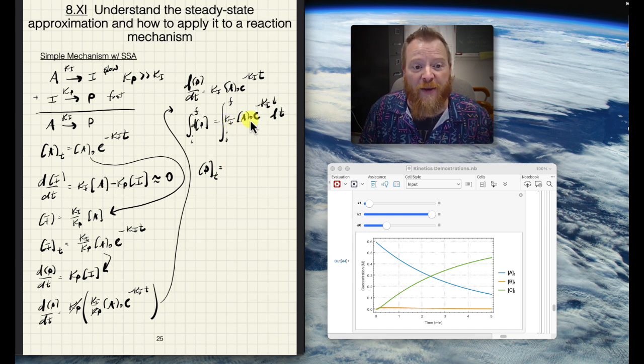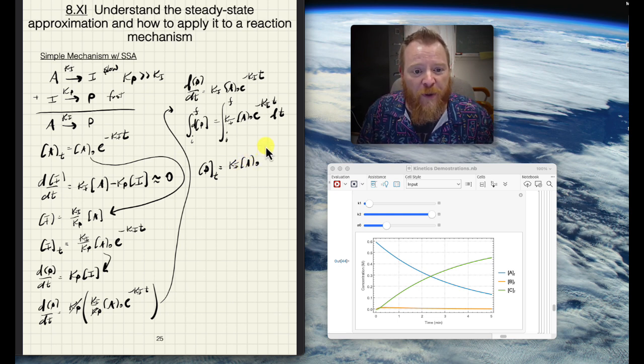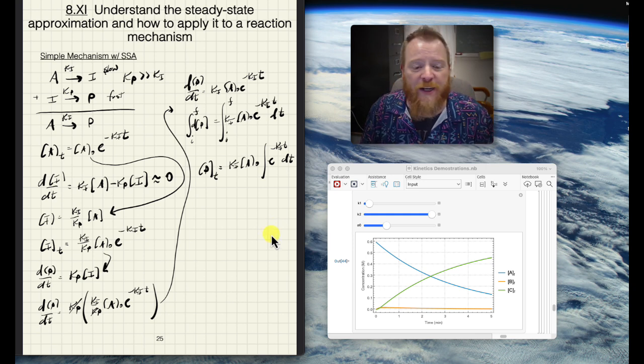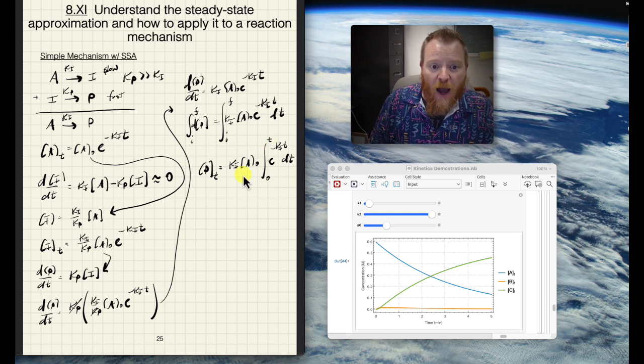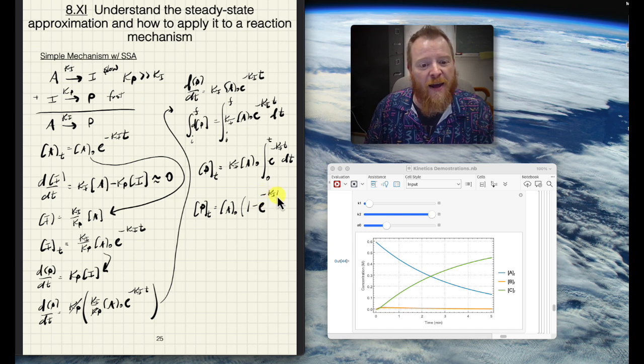And now I can pull k_i and A_initial out of the integrand, and I end up with the following thing to integrate, e^(-k_i t) dt. I'm going to skip straight to the chase and integrate this over the limits from 0 to t. I'll do the algebra, and we end up with P at time t equals A_initial times (1 - e^(-k_i t)).